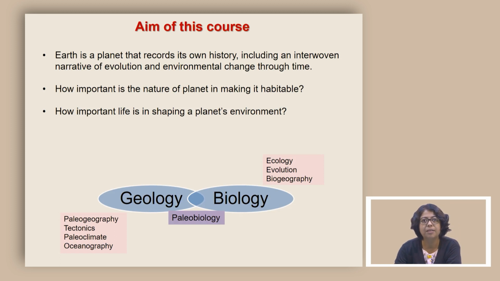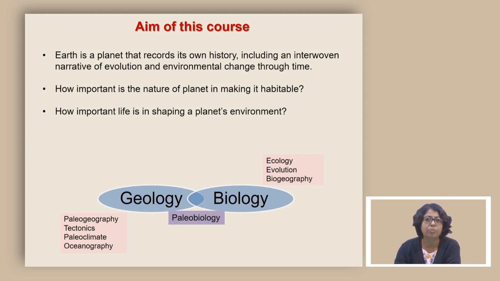Earth is a planet that records its own history, including the interwoven narrative of evolution and environmental change through time. And it's very important to ask this question: how important is the nature of a planet in making it habitable? Why do we have only one planet, according to recent scientific understanding, which supports life in the solar system? Is there a very special thing about the Earth that makes it habitable?